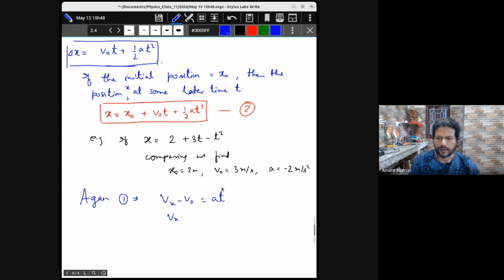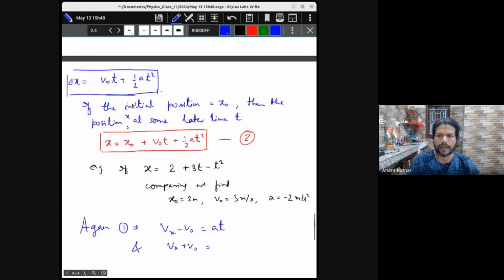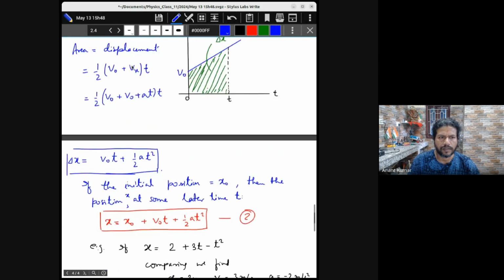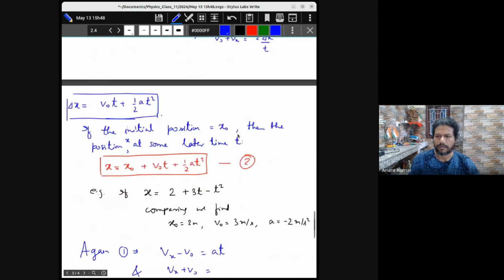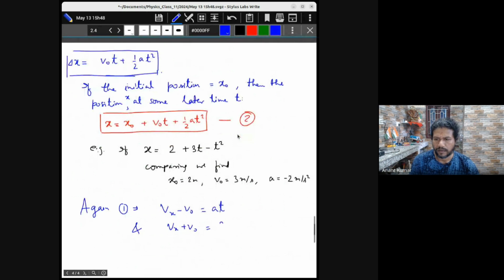To write in this manner, vx plus v naught, I'm writing from this equation. This entire thing is delta x. So v naught plus vx is in fact delta x, so we can write v naught plus vx is equal to 2 delta x by t. This becomes 2 delta x by t.